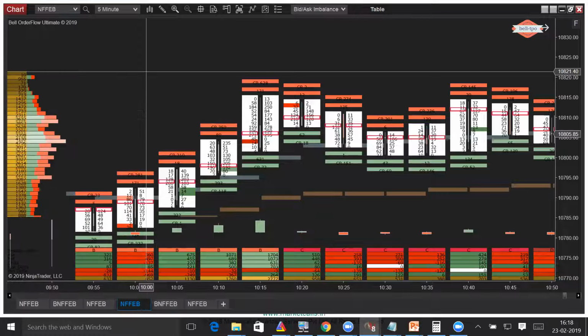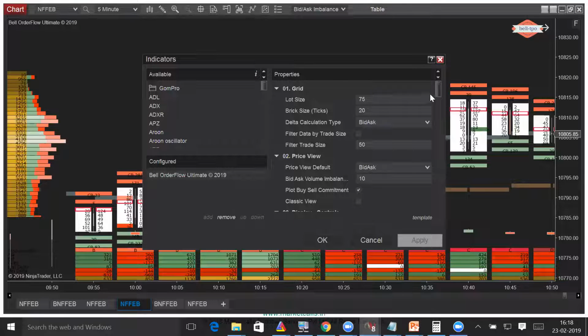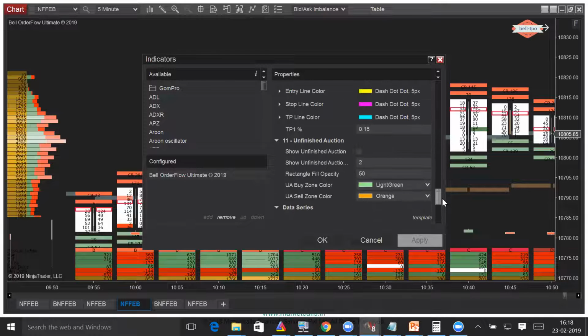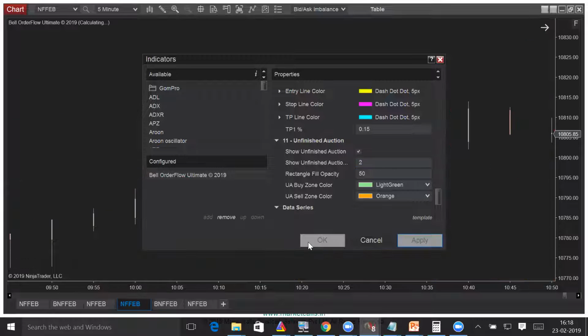As of now, unfinished auction levels are not enabled. I'm going to enable it. Unfinished auction levels are nothing but automated reference lines, and again, it is available in the order flow ultimate version. You choose how many days you want to extend. Once the level is found, it will follow like a reference line automatically, and as long as it is not touched in the next 2 days, it keeps continuing. So I'll apply it.